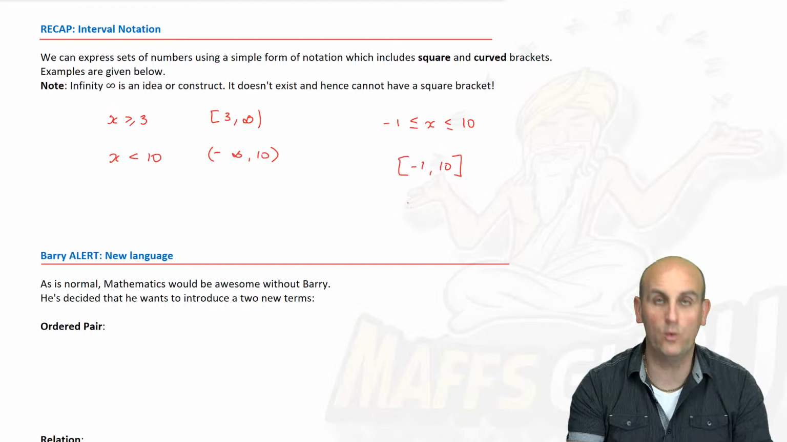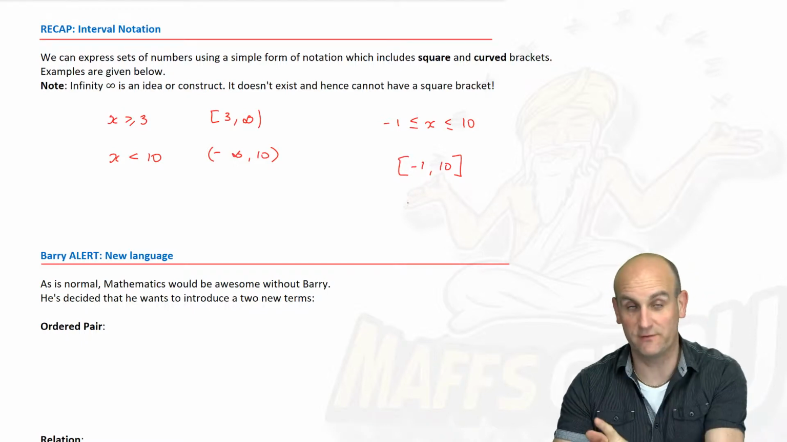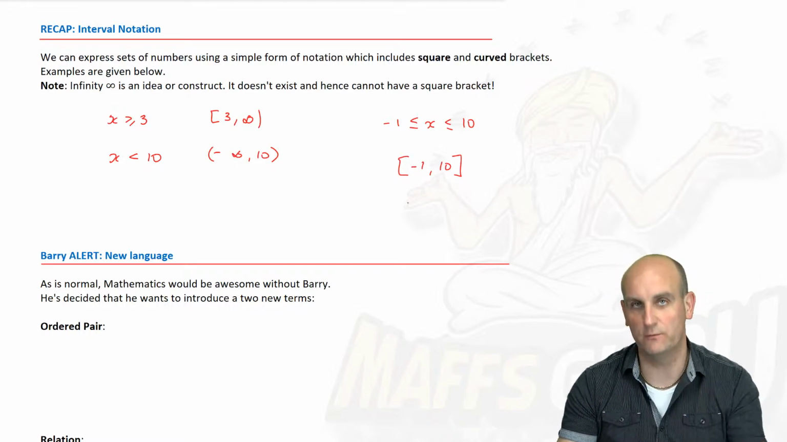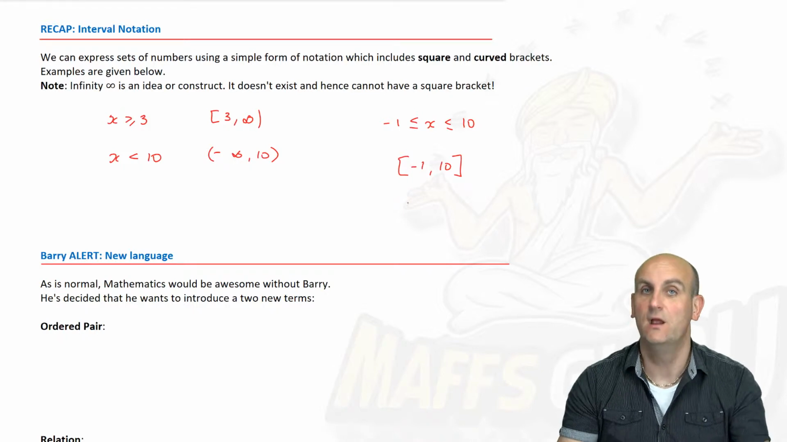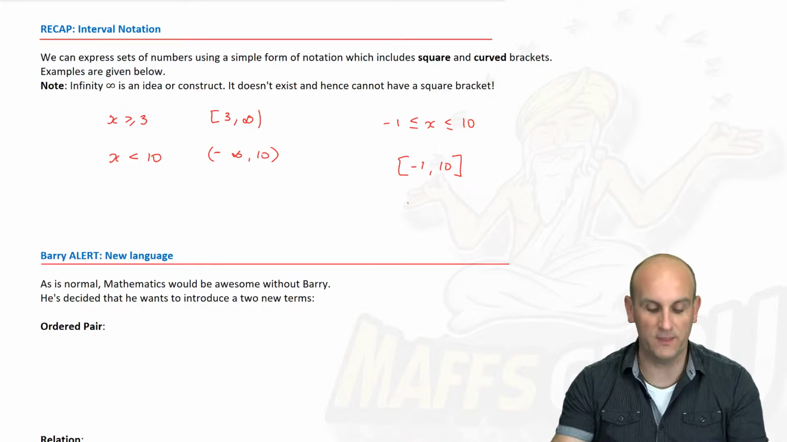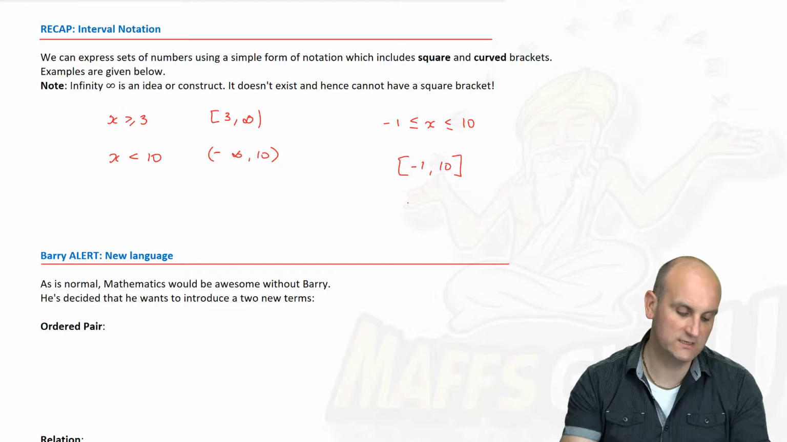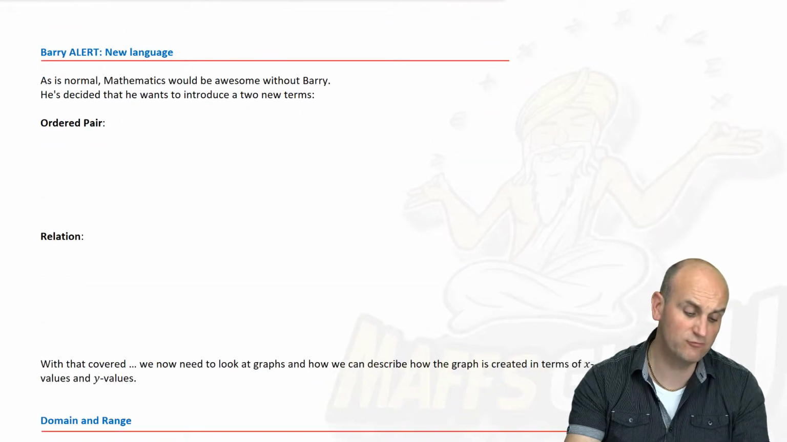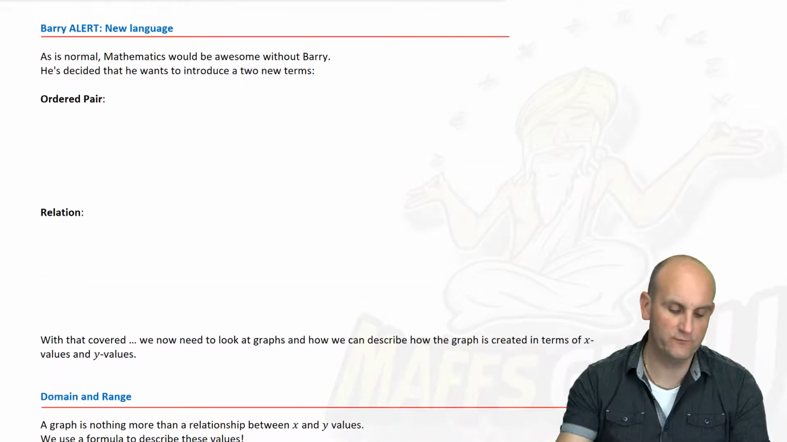Now, the numbers are always ordered lowest on the left and highest on the right. It's so important. So many people make silly mistakes by putting the numbers the wrong way around, but those brackets are what's critically important. Now, that was a really brief recap before we move on to some new language.